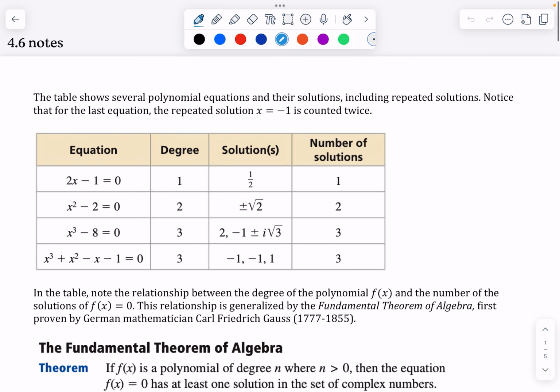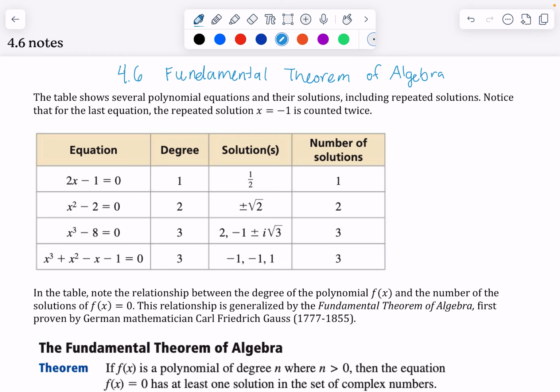Okay, so today's lesson is on the fundamental theorem of algebra. And the fundamental theorem of algebra basically says that the degree of a polynomial tells you how many solutions that polynomial will have. That's it in a nutshell.